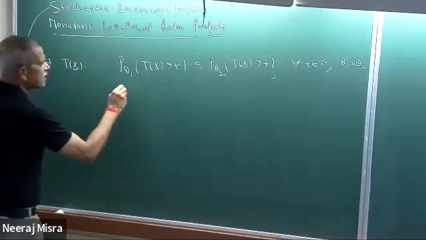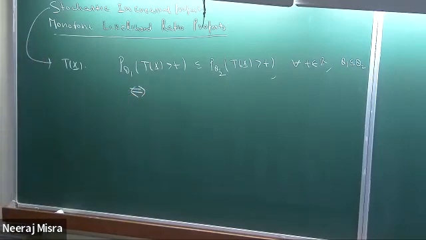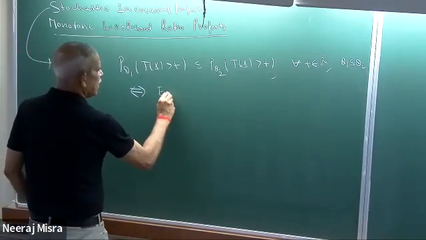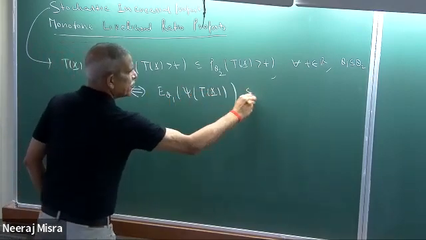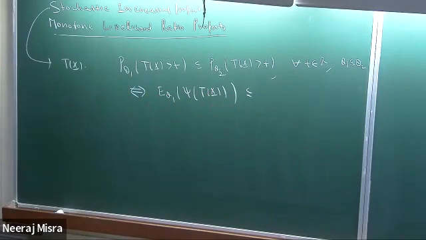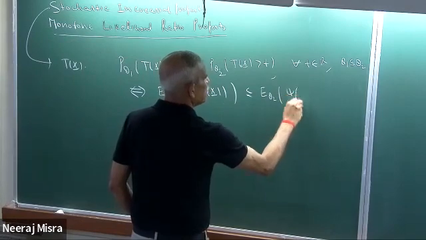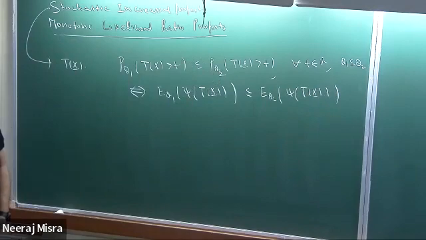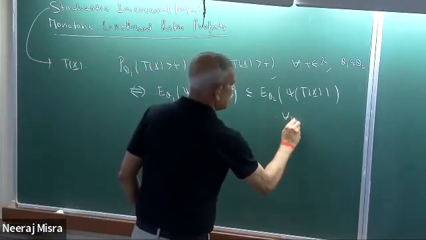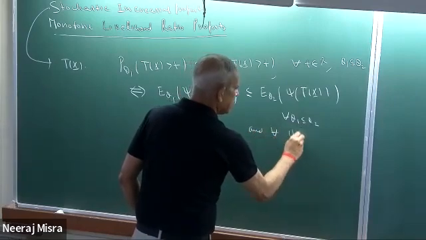What was the likelihood ratio property? Now one can show that having a stochastic increasing property in a statistic is equivalent to saying that the expected value under theta 1 of psi of T(X) would always be less than or equal to the expected value under theta 2 of psi of T(X), for every theta 1 less than or equal to theta 2, and for every increasing psi.